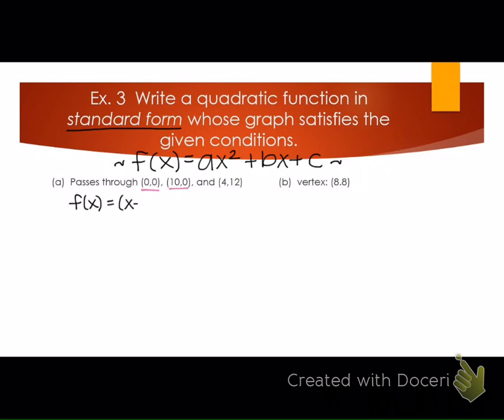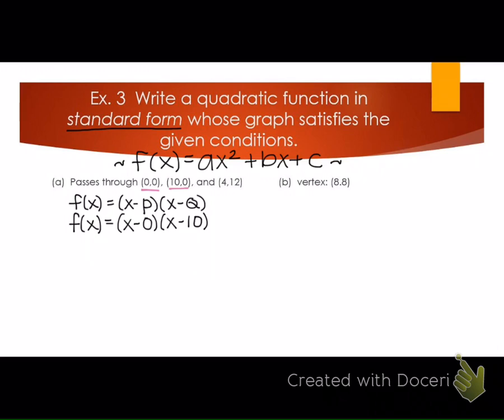F of x equals x minus p times x minus q. Now you notice I left the a out. A for us in this problem is 1, so we don't need to put it. We're really focused on the x minus p times the x minus q. Now, what is the first intercept? F of x equals x minus 0, times x minus, what's the second x-intercept? 10. We already identified the intercepts as 0, 0, and 10, 0 because x-intercepts have to have a y-coordinate of 0.